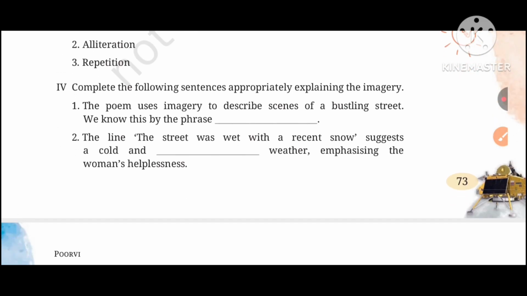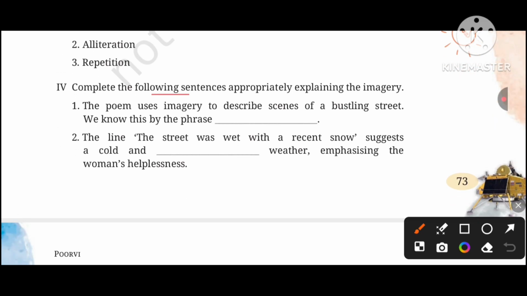So the next exercise is: complete the following sentences appropriately explaining the imagery. Imagery is a description that creates an image. A description in the poem that creates an image. So here the poem uses imagery to describe scenes of a bustling street.